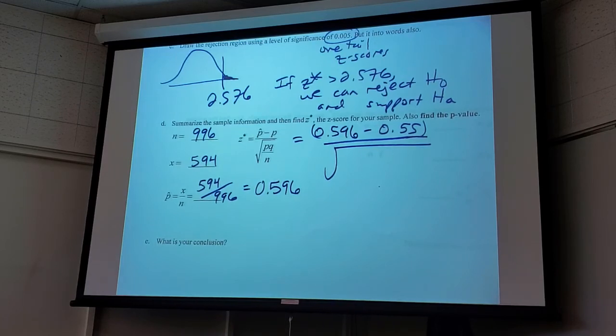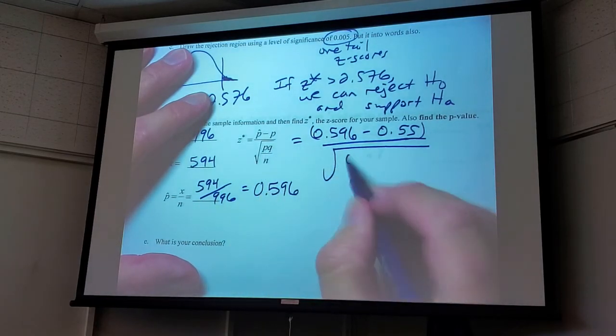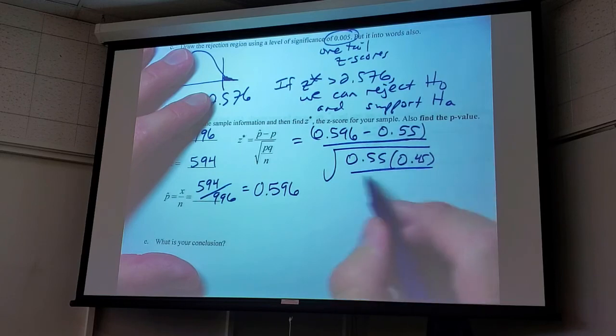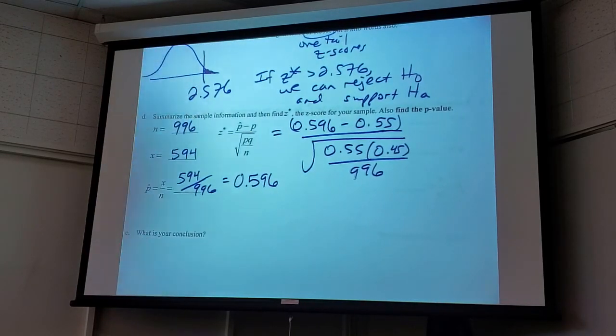See, I don't need to calculate Q hat, do I? I don't need Q hat anyway. So what am I gonna put inside the square root symbol? Goes here. Yeah, P is 0.55. Q is 0.45. Divided by N. So now it's all about getting that whole thing into your calculator correctly.